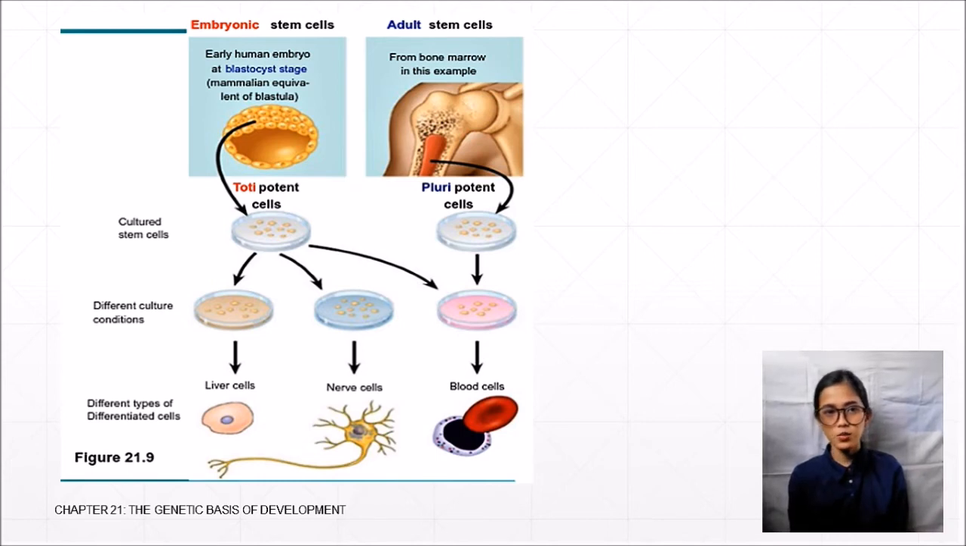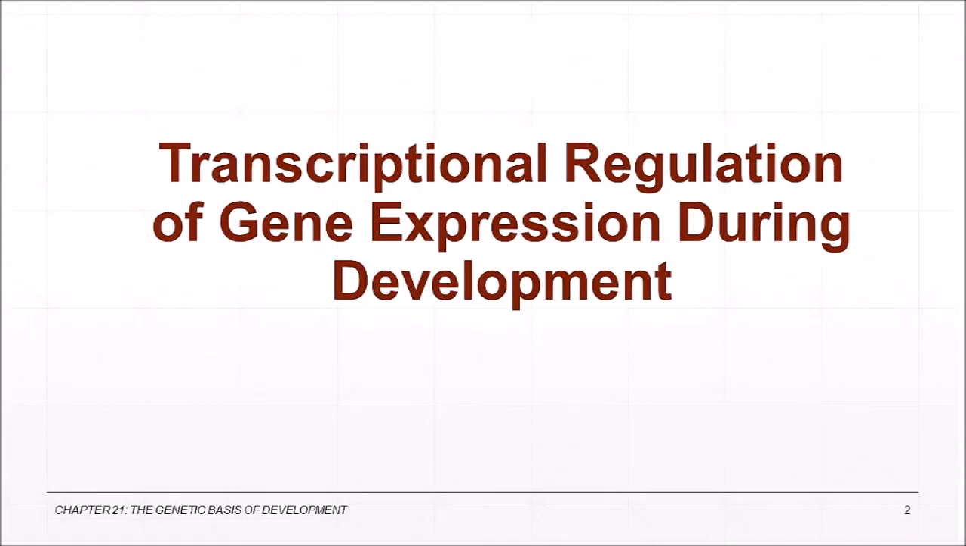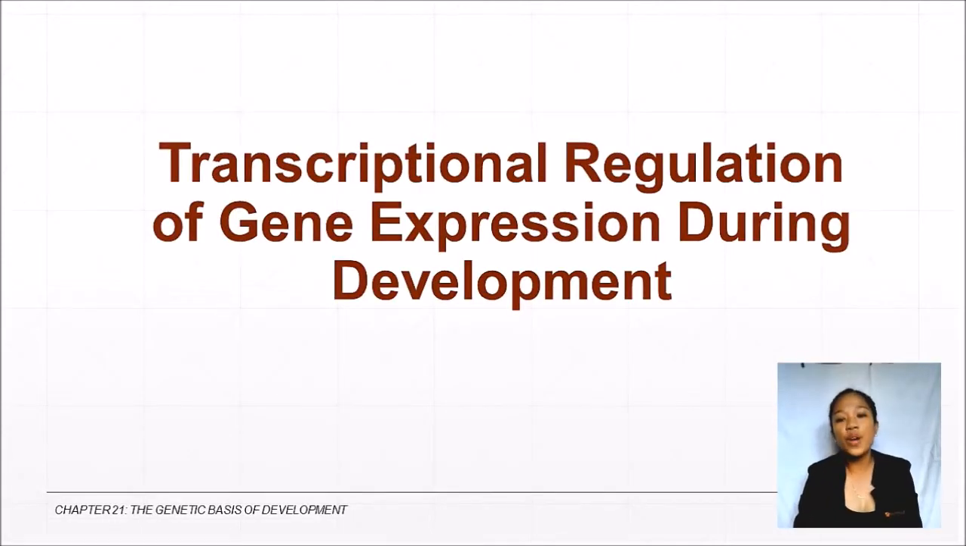The evidence that we've discussed shows that nearly all the cells in a plant or animal contain the same set of genes. Next, we'll look at the main processes that give rise to different cell types, that is, the molecular basis of cell differentiation. So now, I'll be discussing the transcriptional regulation of gene expression during development.